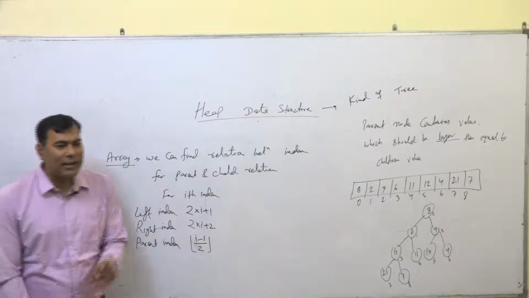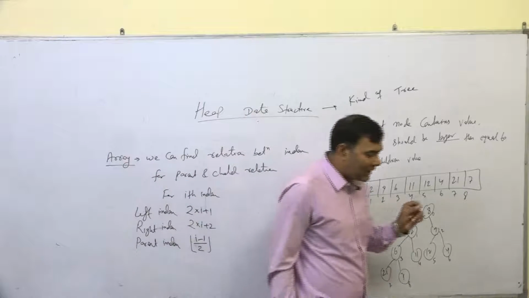So tell me, what is the time complexity if we sort the array in descending order?